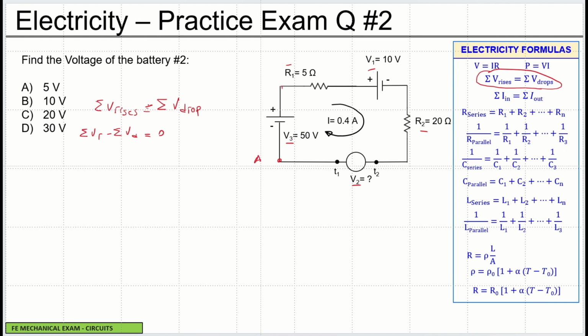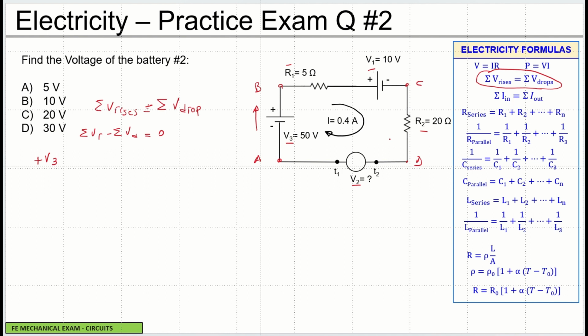I'm going to name them A, B, C, and D, so it's much easier to calculate everything. I'm going to go around in a circle from A, B, C, D, and then back to A. When I go from A to B, I see a battery, a voltage that goes up. So this is plus V3.